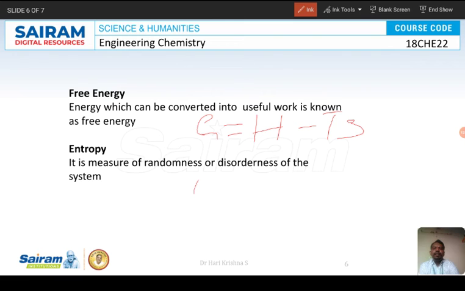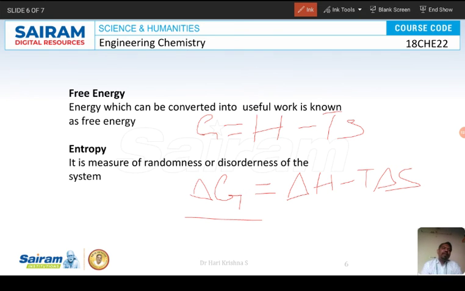So if it is change in free energy, delta G equals delta H minus T delta S, where delta G is change in free energy, delta H is change in enthalpy, delta S is change in entropy, right? If delta G is 0 for any reaction, then that implies that the reaction is in equilibrium. If this delta G value is negative, then it implies that the reaction is spontaneous. If delta G is positive, then the reaction is non-spontaneous. So this value itself decides whether the reaction is at equilibrium, spontaneous or non-spontaneous.